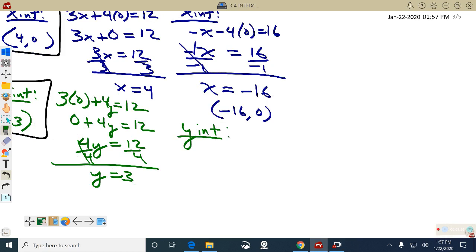So wherever I see x, now replace it with 0. Look at negative 1 times 0. Because remember, negative x means negative 1 times x. So negative 1 times 0 minus 4y equals 16. Let's see. Negative 1 times 0 is 0. So all I have is negative 4y equals 16.